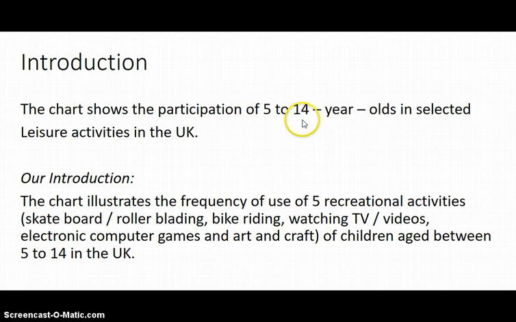Now the question hasn't told us that these are children. We have written down to show the examiner we understand that 5 to 14-year-olds are children. Of children aged between, so that means the age starts from 5 and ends at 14. 5 to 14, and we've put down in the UK. That is a very good band score 9 introduction. We've rewritten all the information in the question. We've added plenty of information from the chart itself, from the information that we got in the chart, and that illustrates everything that the examiner would want to see.